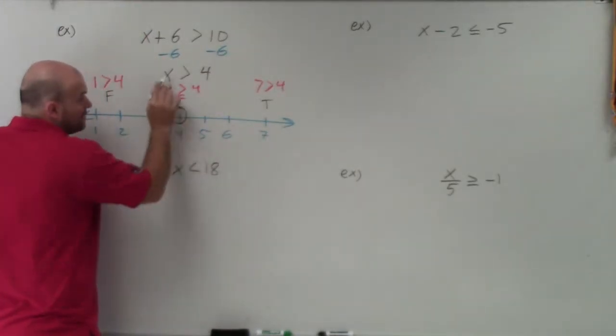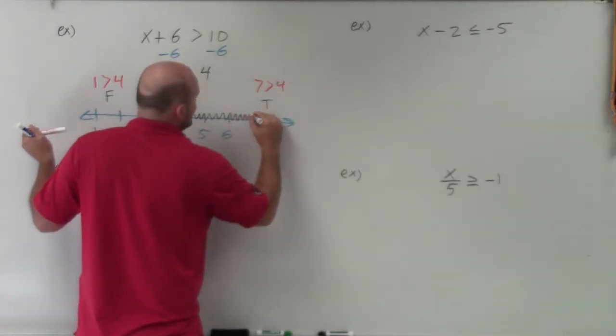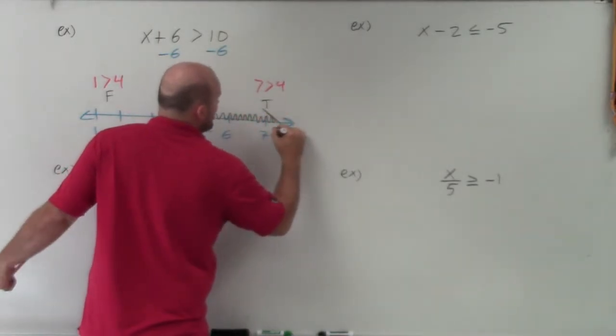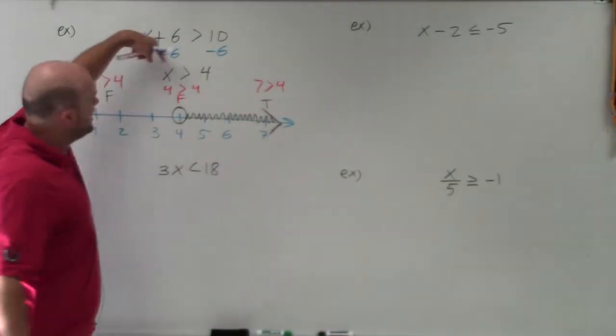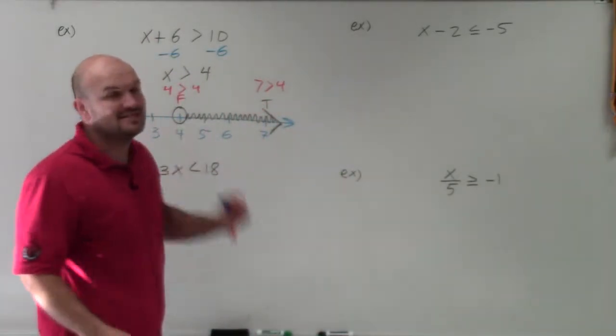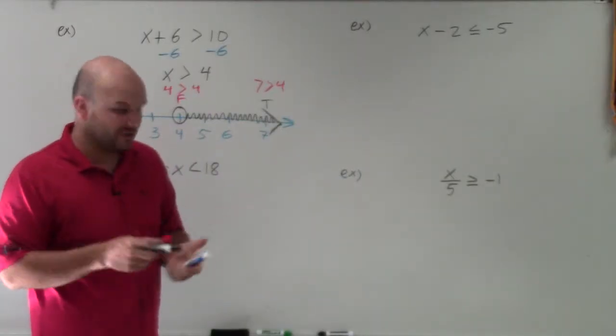Let's look at it. Is 5 greater than 4? Yes. Is 6 greater than 4? Yes. So I'm going to draw a nice little squiggly line to represent all the points, and an arrow that says as long as I keep going to the right, all those values are going to be greater than 4. So that's the long way to graph, but I figured I'd at least go over it once so you can always go back to it.